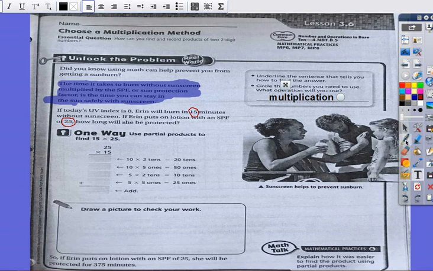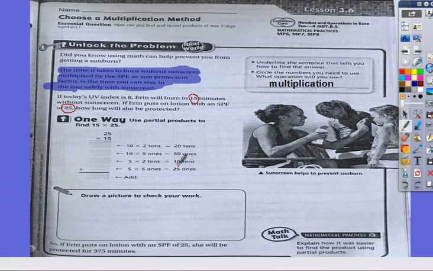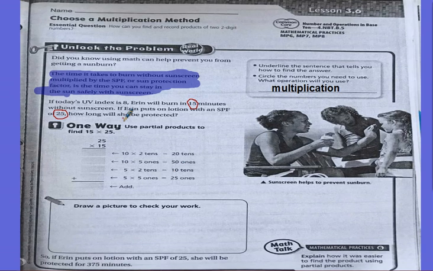So let's come down here where it says one way to figure that out is you can use partial products to find 15 times 25. So they have it broken down to 10 times 20. So here's your 10, and then you're going to take 10 times 20, and if you have 10 times 20, you're going to have 200.